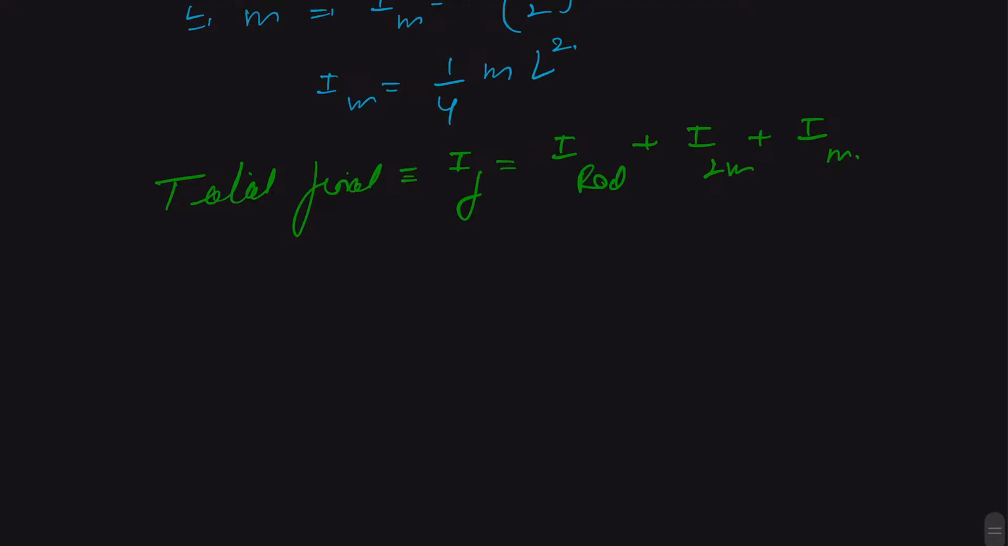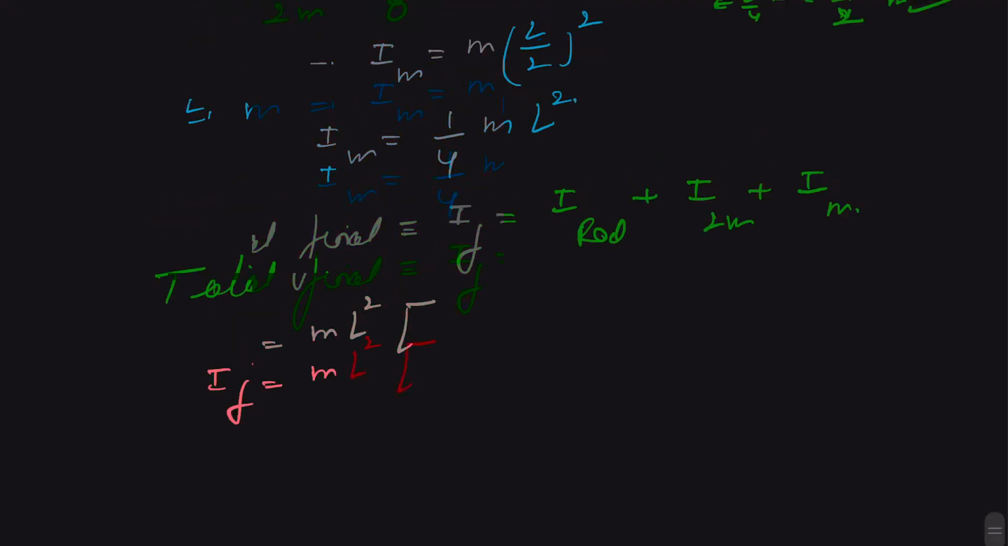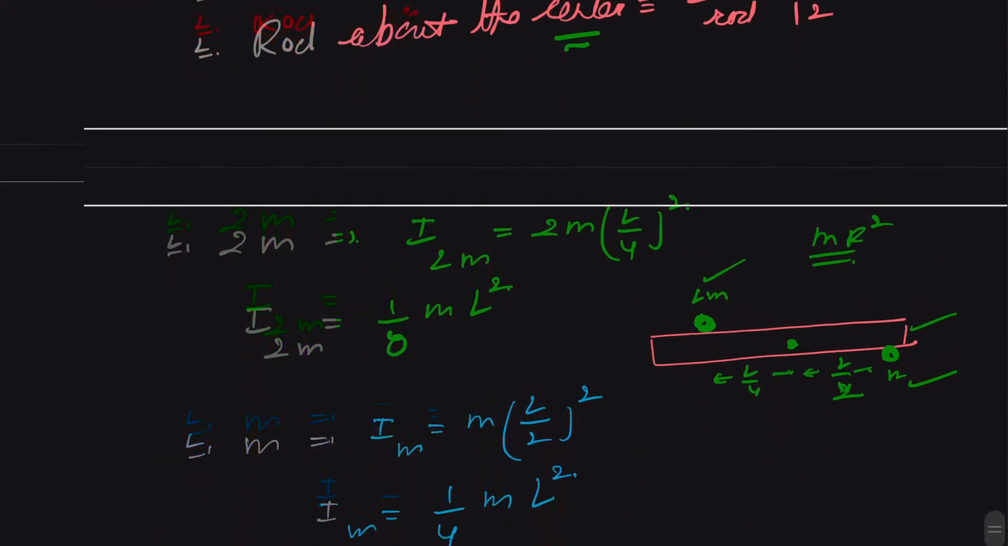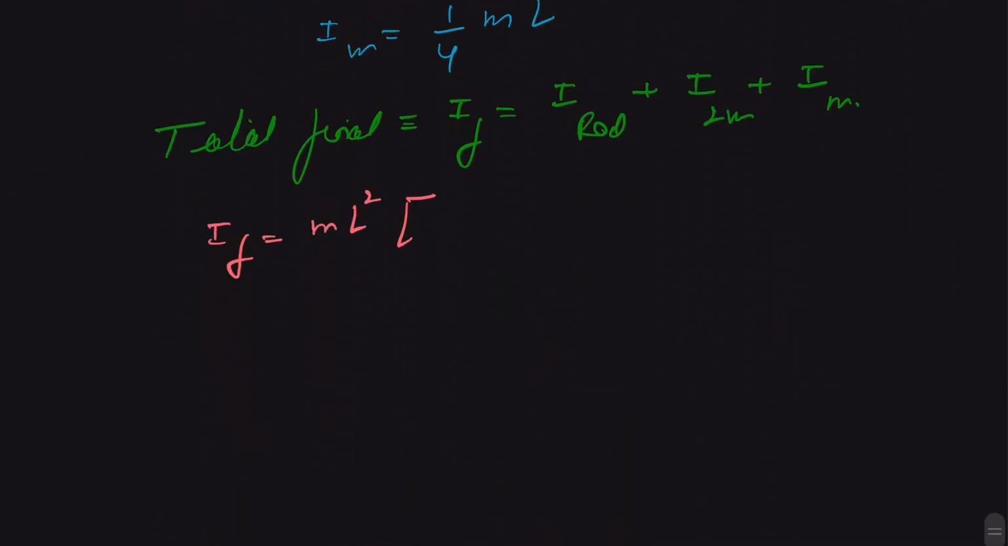So we get I final. This ml square is common, so we take this as 1/12, 1/8 and 1/4. 1/12, 1/8, 1/4, and this comes as 11 upon 24 ml square.